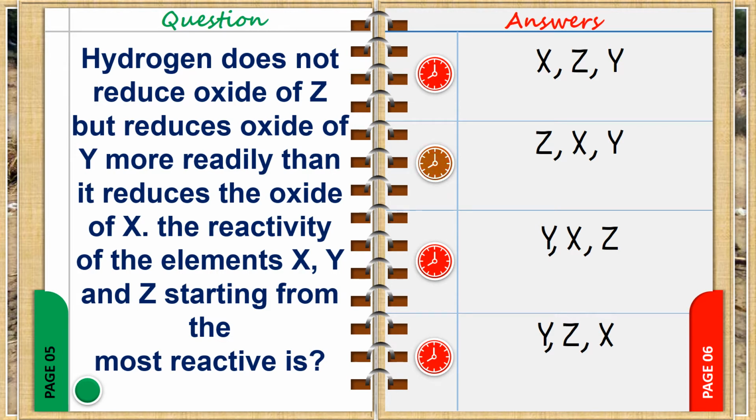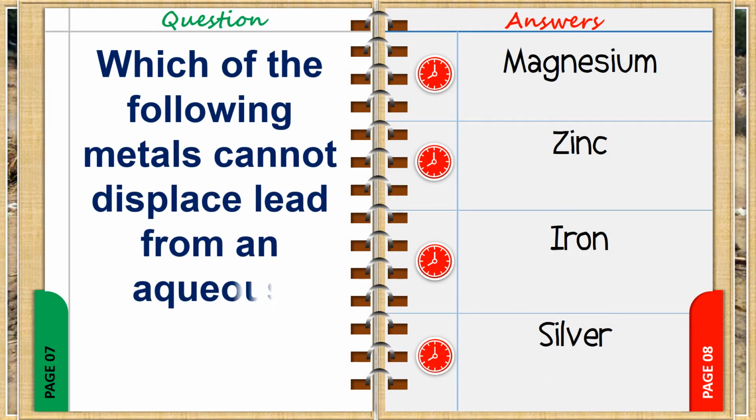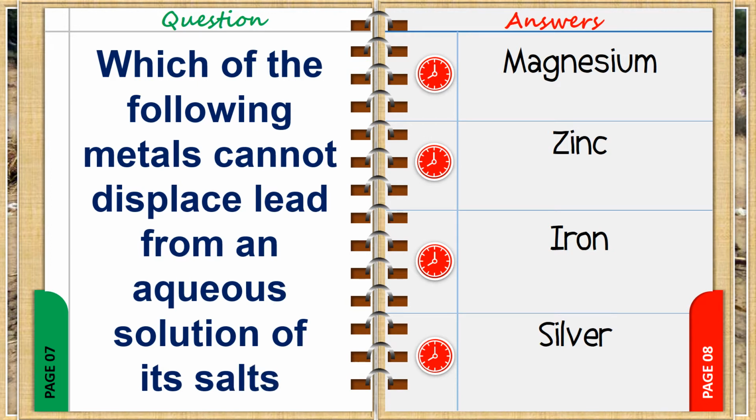Z, X, Y. Which of the following metals cannot displace lead from an aqueous solution of its salts?